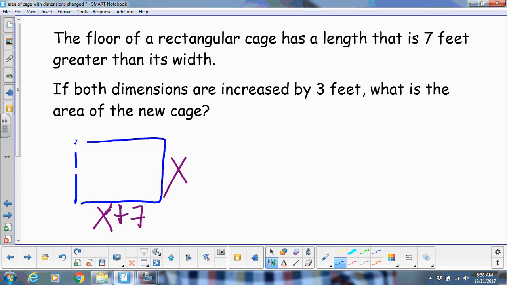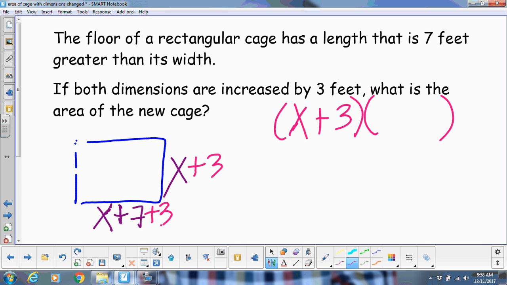But the second line says if both of your dimensions are increased, what are we thinking? Add. Increased by 3 feet. What is the area of the new cage? So I'm going to go to both sides and add 3. This side is now x plus 3, and that side is now x plus 10. So don't even do the area of the first ones you were given. You do the area of the new dimensions.